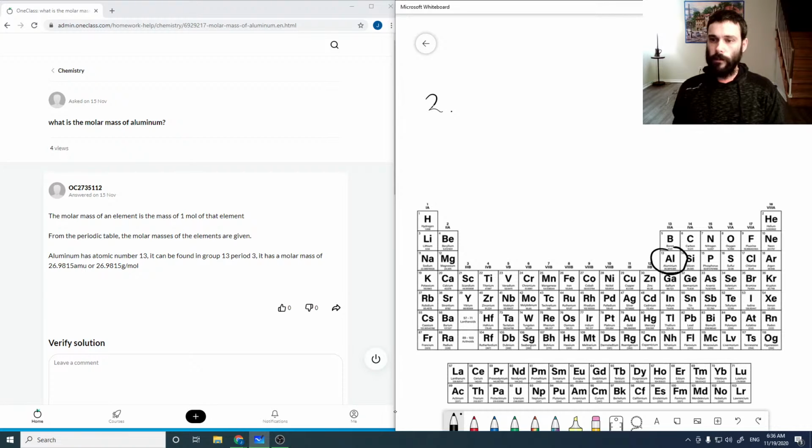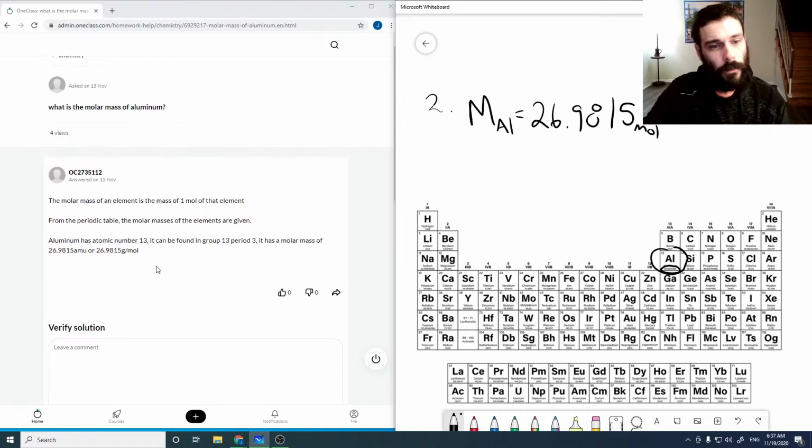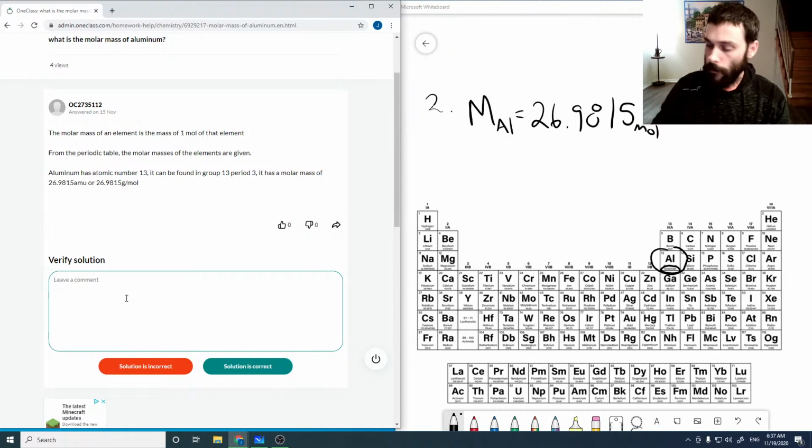Of course, at this zoom it's just going to be a tiny little blurry number there. But if you look on a periodic table with actual legible numbers, you would see that the molar mass for aluminum is 26.9815 grams per mole. It's all about just locating it on the table. And again, over here, it's basically what's said.